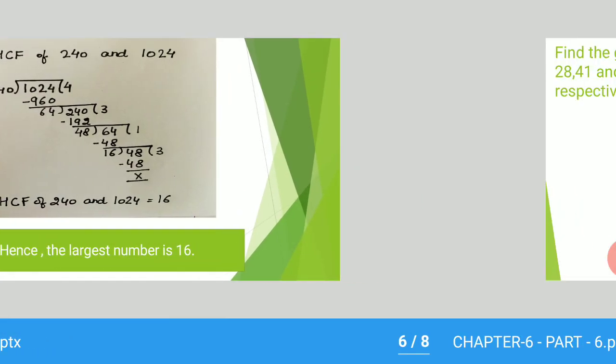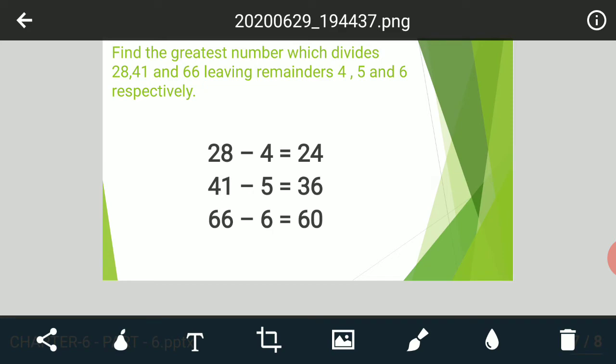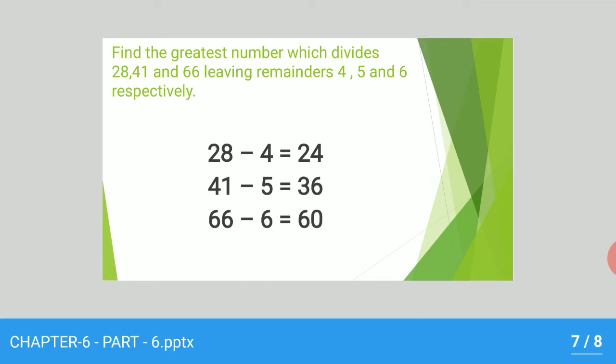Clear? Now we will find the greatest number which divides 28, 41 and 66, leaving remainders 4, 5 and 6. Clear? So what do we do here? Firstly we do 28 minus 4 because it leaves remainder 4. 4 is the remainder of 28. So we subtract 4 from 28, 5 from 41, 6 from 66. So 28 minus 4 is 24. 41 minus 5 is 36 and 66 minus 6 is 60.